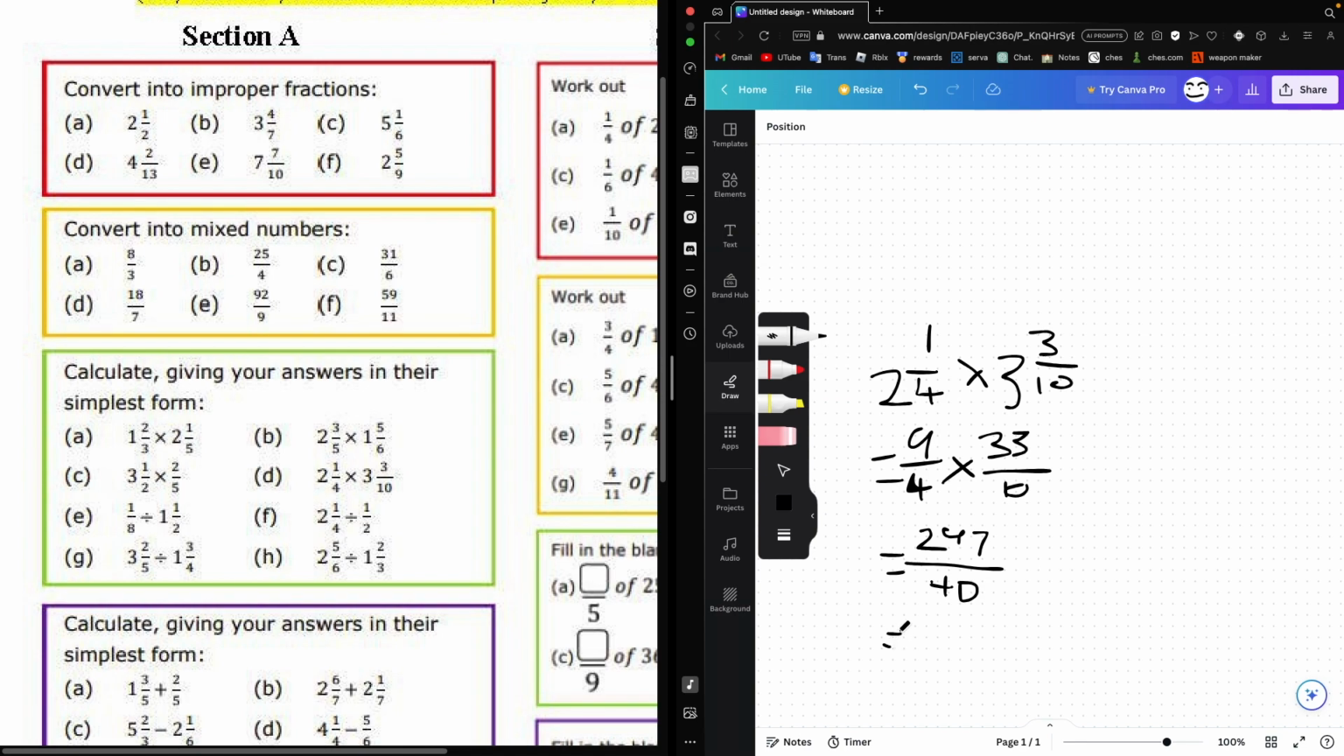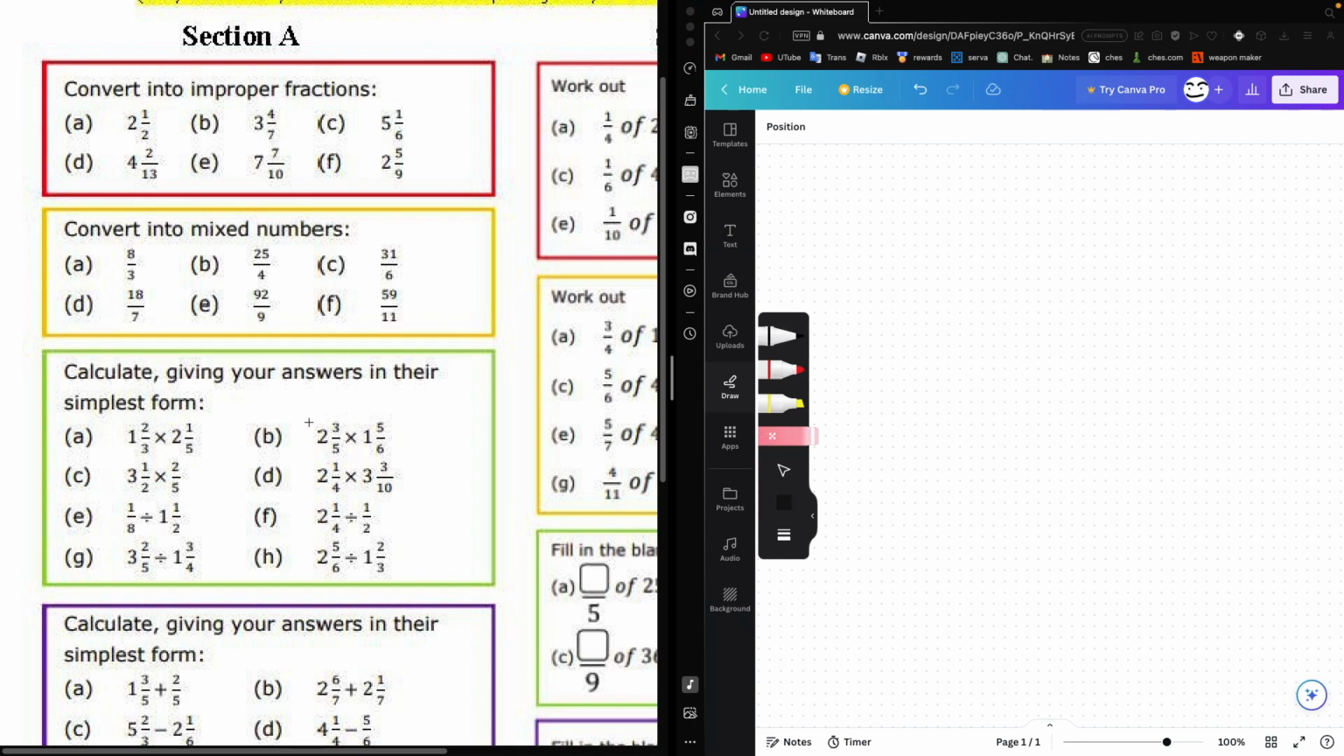which also equals to 280. 297 minus 280 is 17, so 17 over 40. 70 is a prime number, so we cannot make it more simple. We can't make it more simplified.